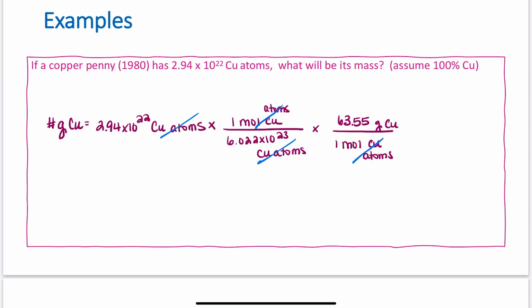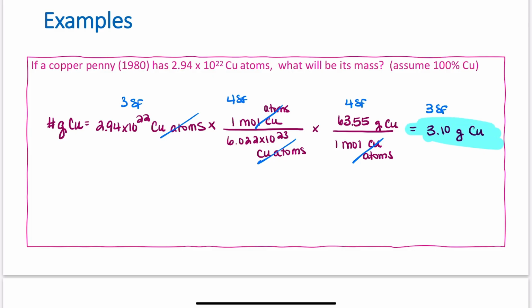I cancel out my moles and it gives me my grams. I calculate this out and I get 3.10 grams of copper. That is a zero there. 3 sig figs, 4 sig figs, 4 sig figs, 3 sig figs.